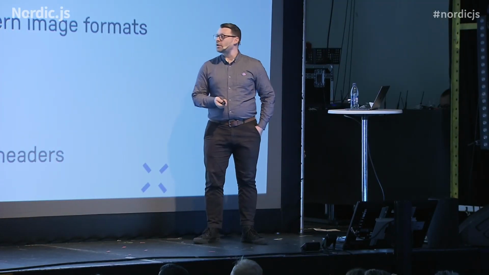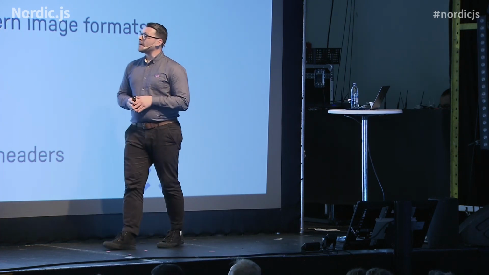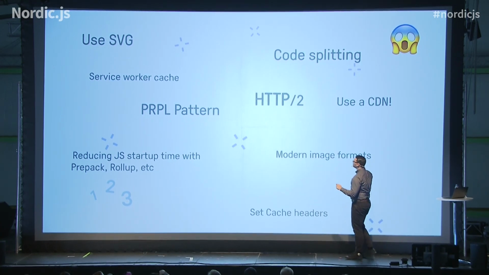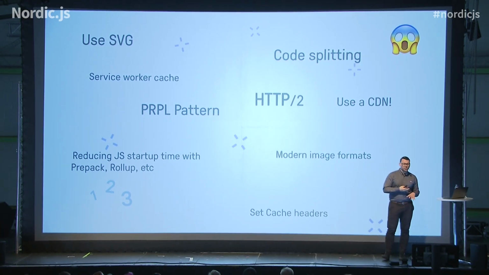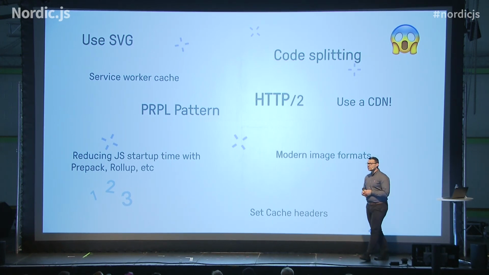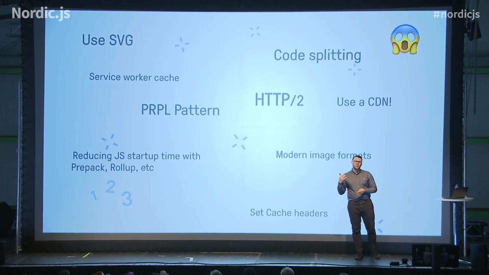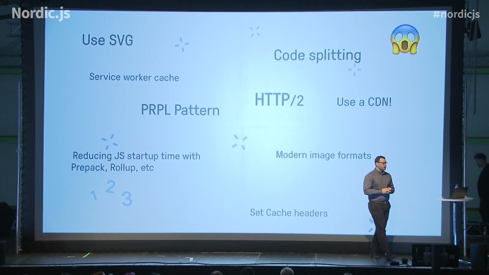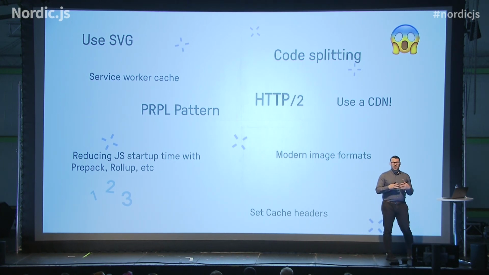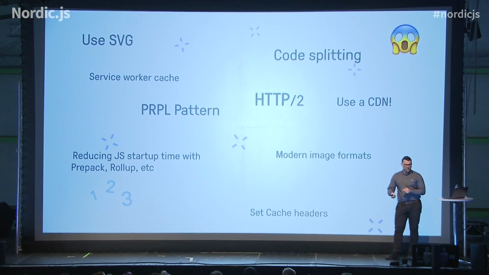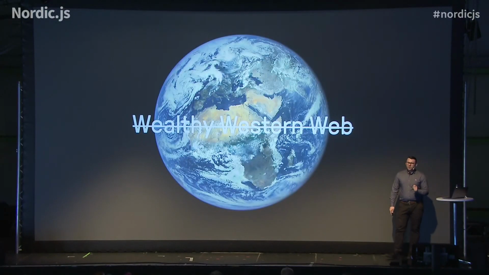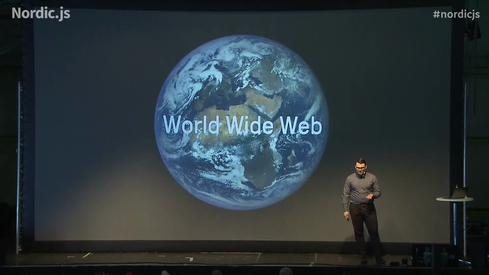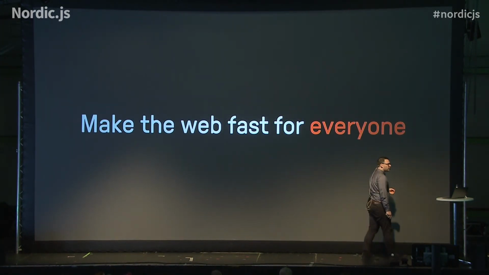Performance is really, really tricky, and there's a ton of things that you can do, from using these new weird purple patterns to service workers and using SVGs and new image formats and all that sort of stuff. My advice is just try a little bit of everything. All of these things work in their own scenarios, and it depends on the content that you're building. But the best thing you can do is educate yourself to have a little play around and see how well they affect the performance of your pages. No one here set out to build the wealthy Western web. We all started to build the World Wide Web, right? Make the web fast for everyone.